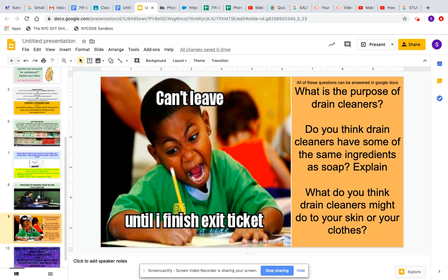Guess what? Can't leave until I finish my exit ticket. So now we're going to probably go back to Kahoot. We're going to talk about our exit ticket. In there, we're going to talk about what is the purpose of drain cleaners. So that takes us off topic slightly, but not so much. We'll see what the connection is after.